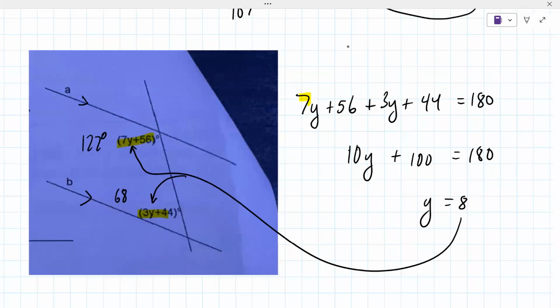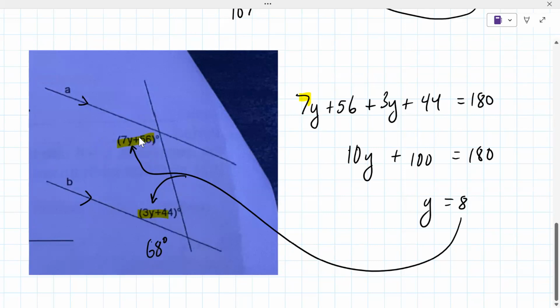Once you get one, you can almost do the second one. Now, the second one is not 68 because that adds up to 190. That's your classic multiple choice test. So go ahead and try that one more time. One of them is not right. 3 times 8 plus 44 is 68 on the bottom. So how does that affect the top one? You can just subtract it from 180.